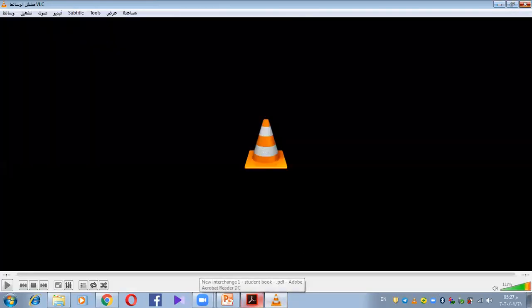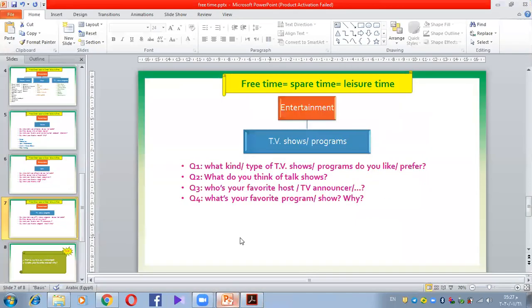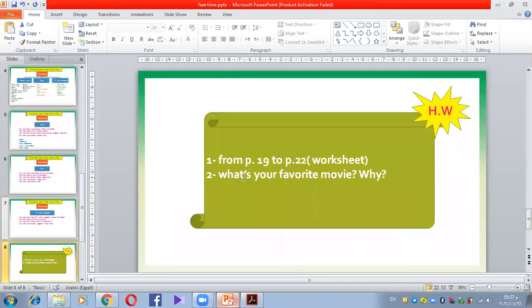For the homework in the worksheet, from page 19 to page 22, you are going to write a small paragraph, not a long one, just a small paragraph. What's your favorite movie and why do you like it? What's the story of this movie? Who are the actors and the actresses in this movie? How do you feel when you watch it? And so on. A small paragraph, not a long one.